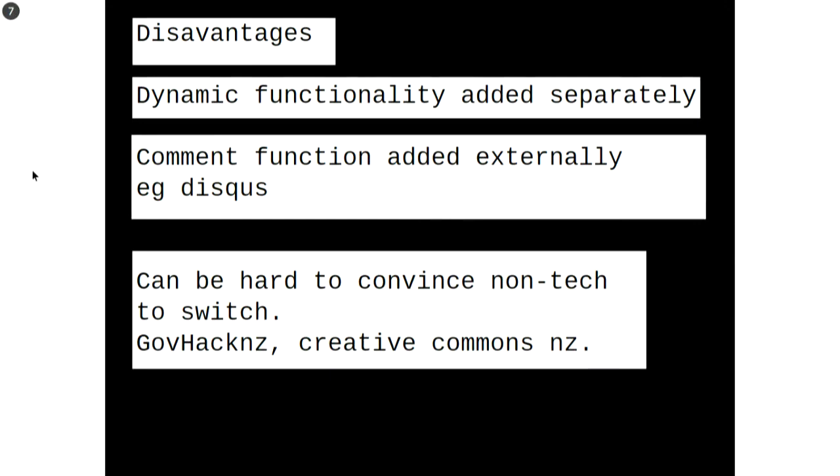Some disadvantages of static websites: adding dynamic functions separately. If you want comments or stuff like that, you have to use third-party tools like Disqus, which I've mentioned here. It can also be hard to switch organizations from what they're used to using, like WordPress, to something like Nikola, because it's kind of scary for them. I've had this issue trying to convert Creative Commons New Zealand to it, but it's never going to happen.